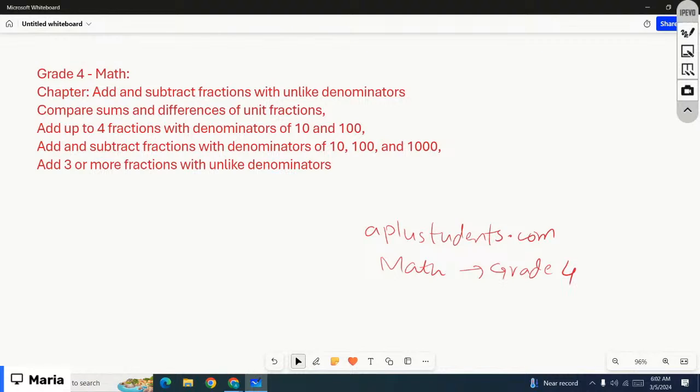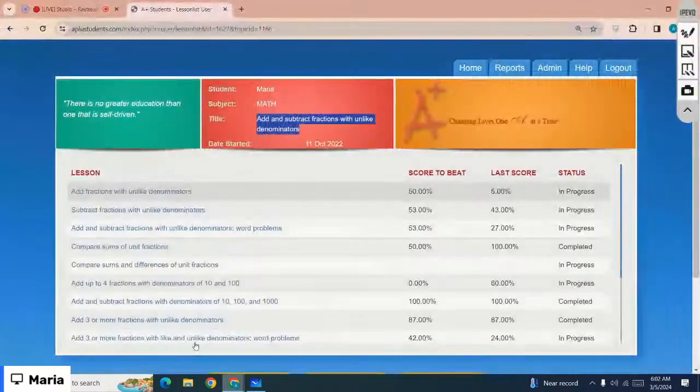We're going to start with the chapter add and subtract fractions with unlike denominators. The lessons we're going to cover today are compare sums and differences of unit fractions, add up to 4 fractions with denominators of 10 and 100, add and subtract fractions with denominators of 10, 100 and 1000, then add 3 or more fractions with unlike denominators. So let's just start with the lesson. Please make sure you have your notebook and pencil so that you can note down the important examples and definitions as well, right?